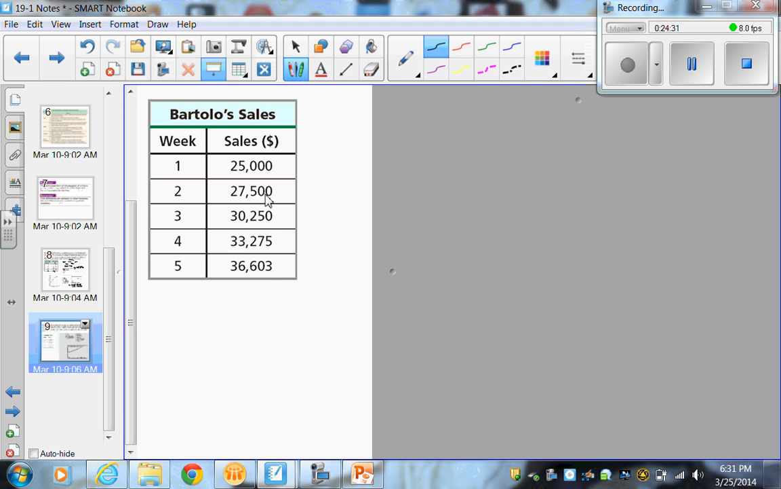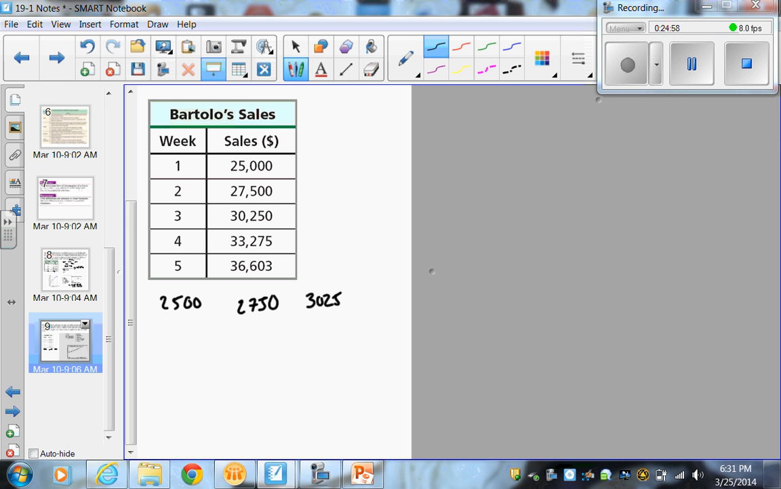So when I do that, 27,500 minus 25,000 will give me 2,500. 30,250 minus 27,500 will give me 2,750. The next one would be 33,275 minus 30,250. And the last one, 36,603 minus 33,275 will give me 3,328. So these are not constant, so it's not linear.